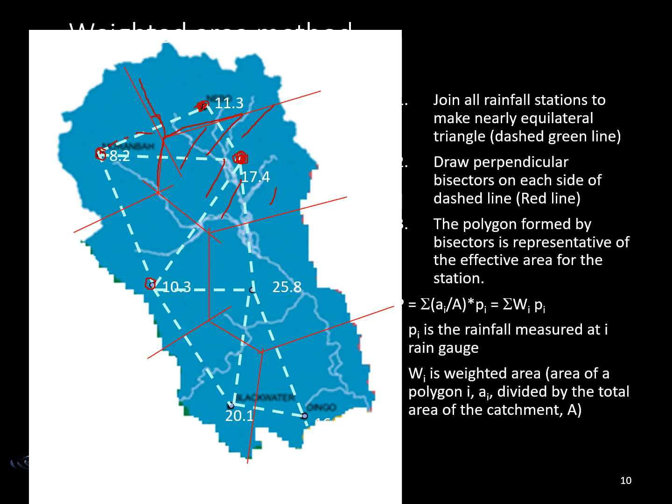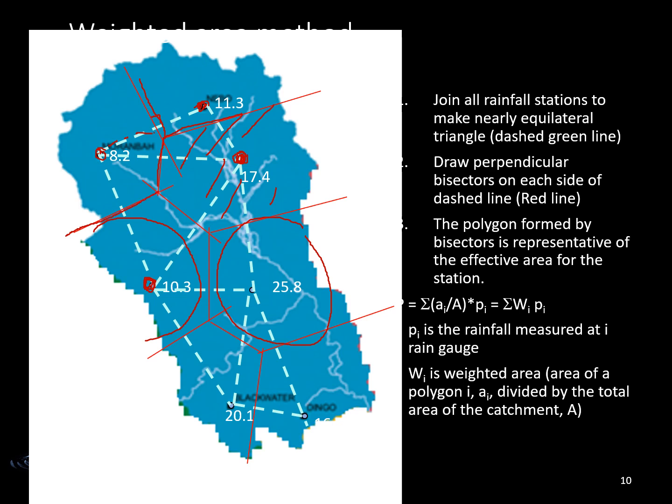For the area within this rainfall station, we assume the rainfall is 17.4. In this area, we assume the rainfall is 25.8. Similarly, in this area, we assume the rainfall will be 10.3. So obviously, it considers the distance between the rainfall stations, and it also considers the different rainfall stations, not like the arithmetic method. The area for this 10.3 will be the line defined by this.